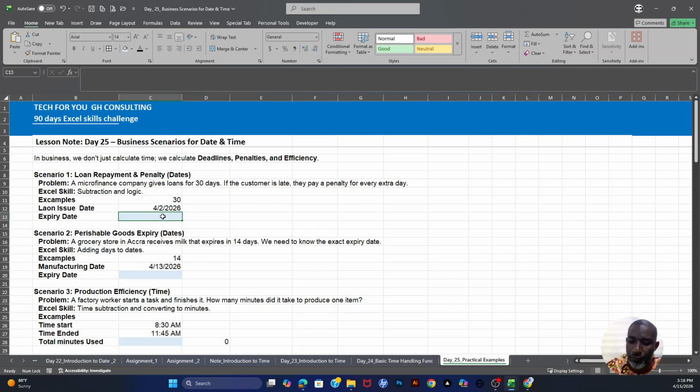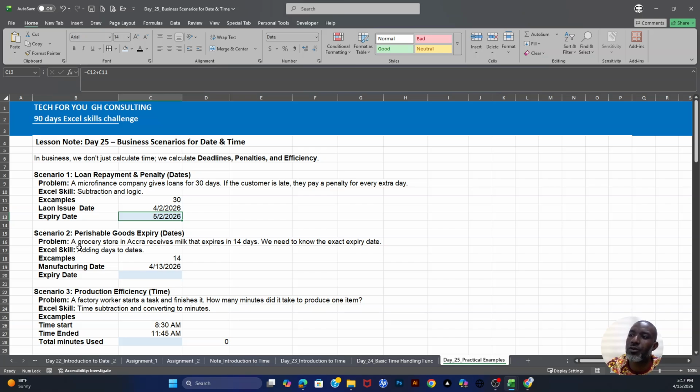So let's look at it first from the extraction. To determine the expiry date, we pick the date the loan was issued and then add the 30 days to it. Quickly, we know that the expiry date is 2nd May 2026. If after 2nd May 2026 the customer is still keeping the money, you can subtract the 2nd of May from the date the customer is keeping it to determine the number of days the customer has kept the money. Then you multiply it by your penalty charges, and that is what will help you. That is the business scenario that we look at.